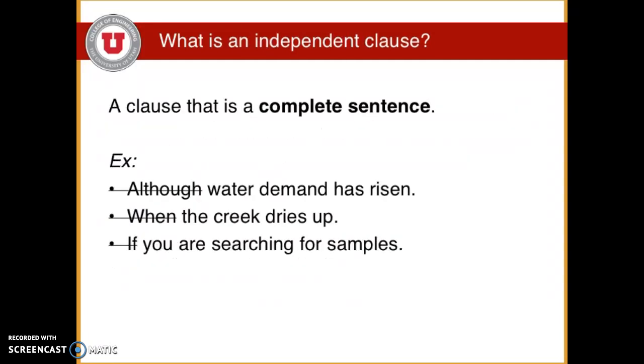So you need to add a comma or a connecting word and additional information in order to make these complete. Conversely, an independent clause is one that is a complete sentence, and they can often appear very similar to dependent clauses, but they don't have that expectation set up of more information. So we could make all of the previous examples complete sentences and independent clauses by simply crossing out the first word. Water demand has risen. The creek dries up. You are searching for samples. These are all viable sentences.